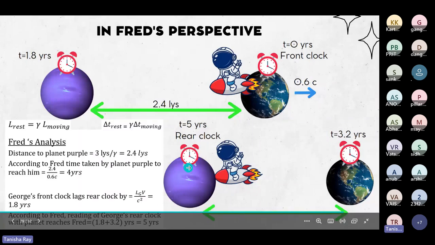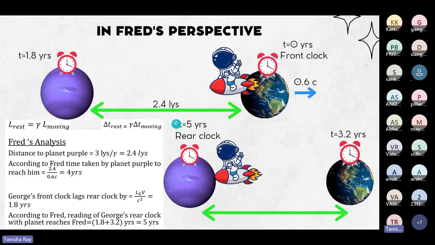All right. And in Fred's perspective, even the distance between the two is no longer 3 light years. It will change, as we know, for the moving observer. Moving with respect to George, this distance, this length, will be contracted, and we will obtain this simply by dividing 3 light years by gamma, and we will end up getting a 2.4 light years distance.